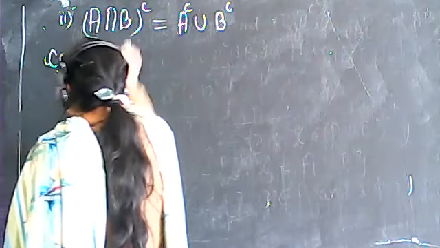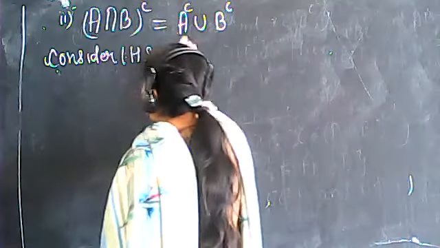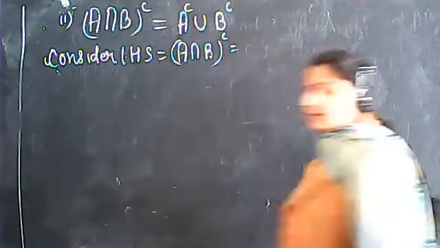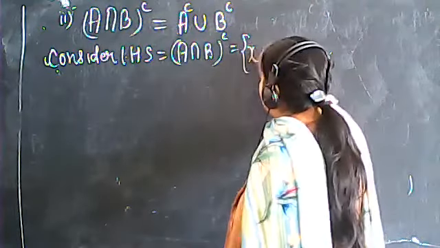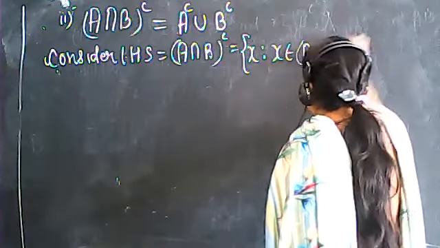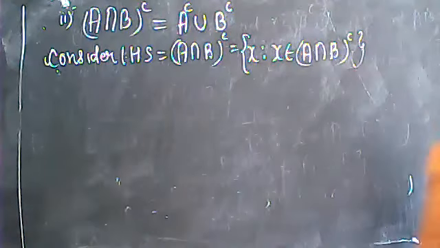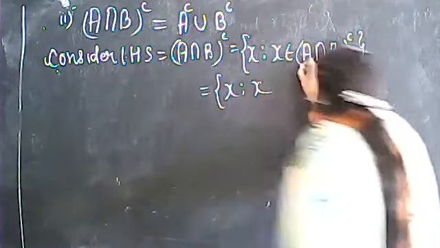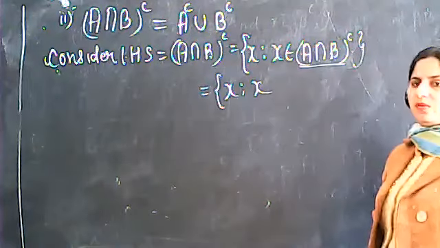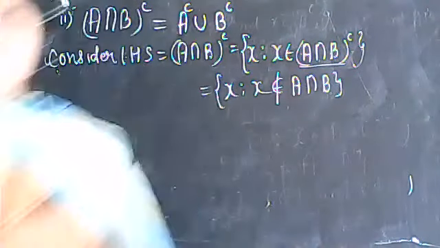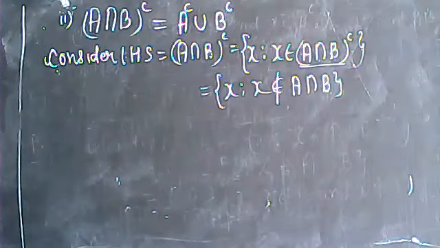Consider left hand side. What is left hand side? A intersection B complement. Now what is the definition of a set? It is the collection of those elements which belongs to set A intersection B complement. Step number 2. If X is present in A intersection B complement, what does it mean? X is not available in the set A intersection B. X is not present in the set A intersection B.